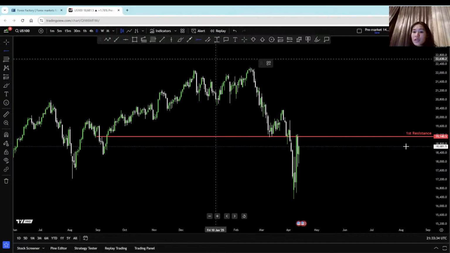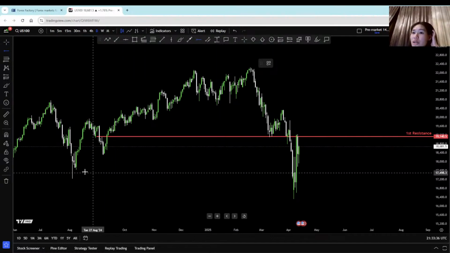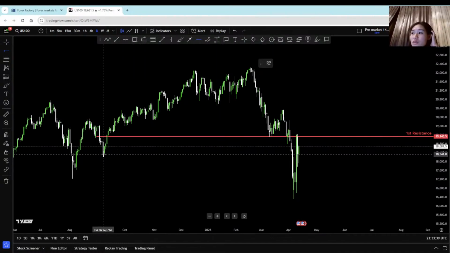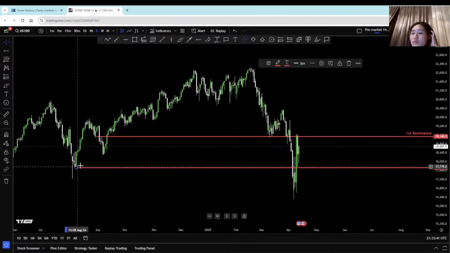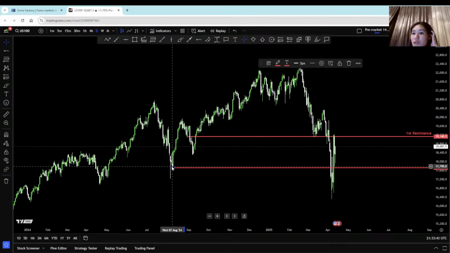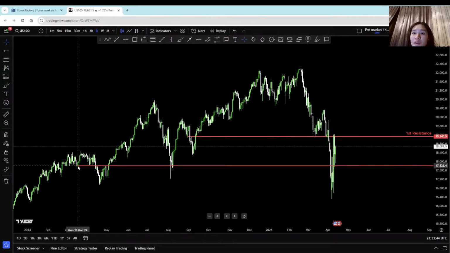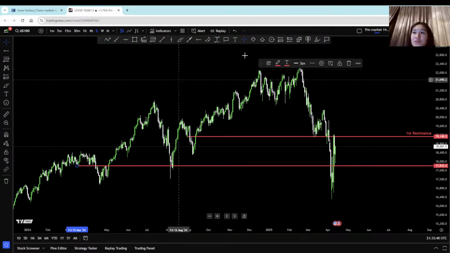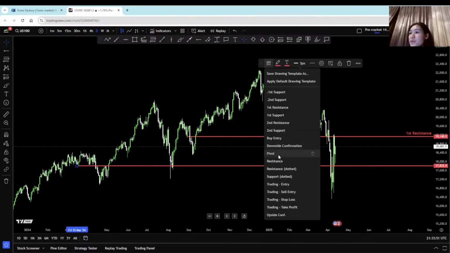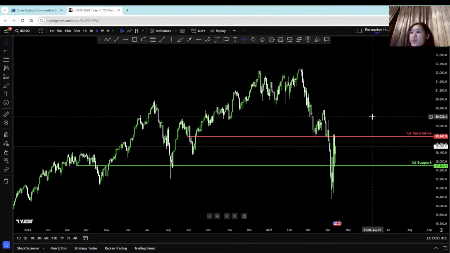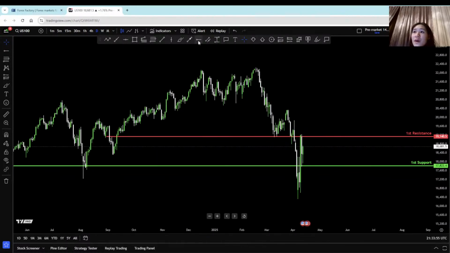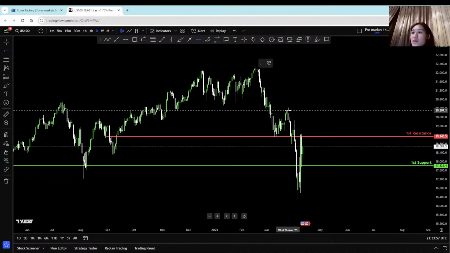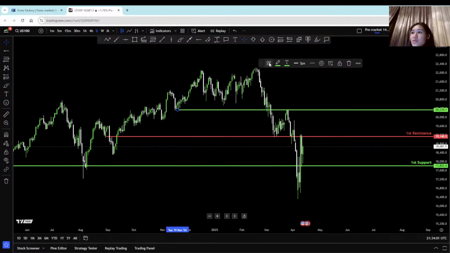I think we'll place our first support maybe here at this window here. And you can see it's also an overlap level. There are a couple of swing lows and swing highs that line up here. So this is my first support. And then for my second resistance, I'll place it over here.